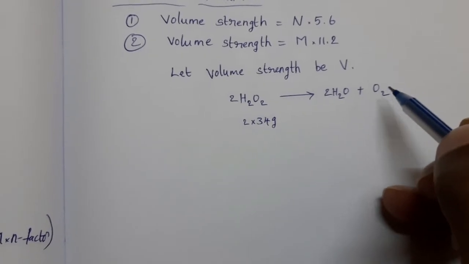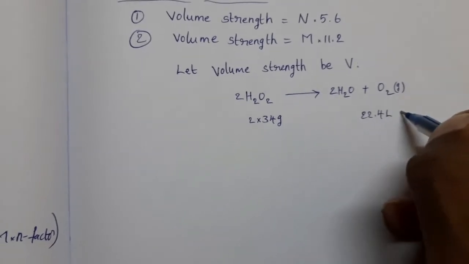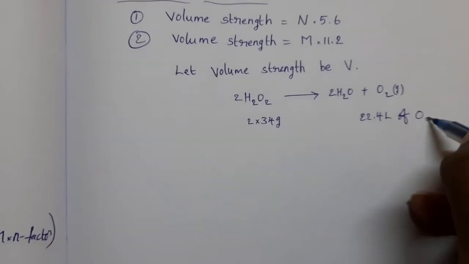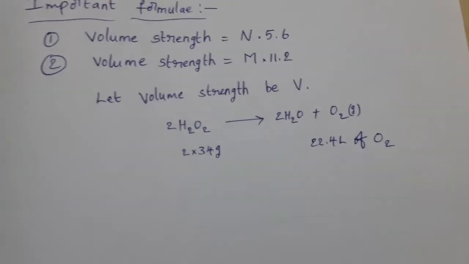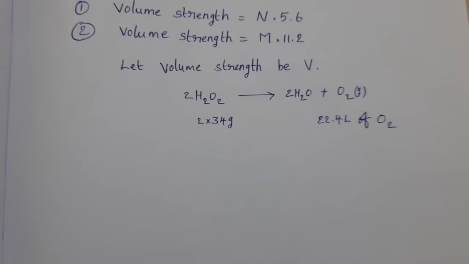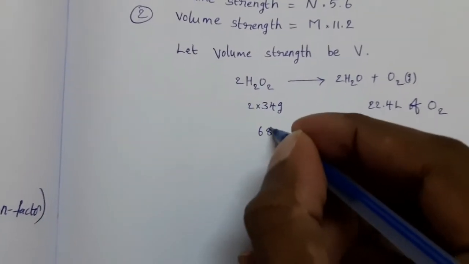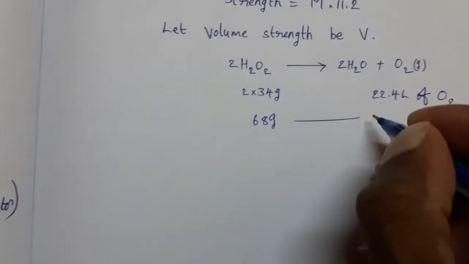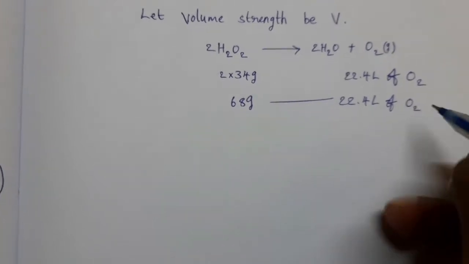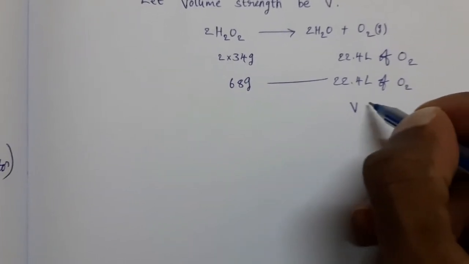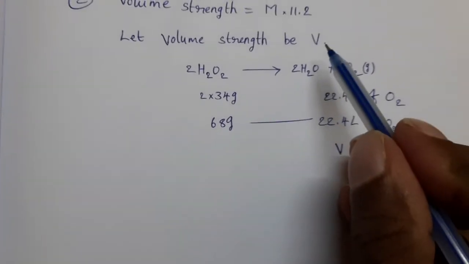In terms of volume, how much volume? This is gas. 22.4 liters of O2 is obtained from 68 grams of hydrogen peroxide. 68 grams of hydrogen peroxide gives 22.4 liters of O2. Suppose V liter of O2 is obtained here because volume strength is V.